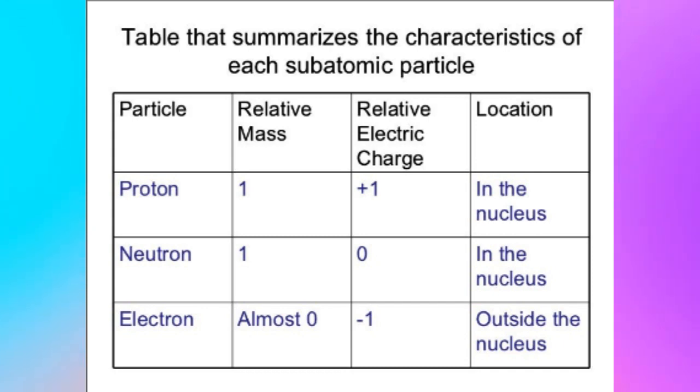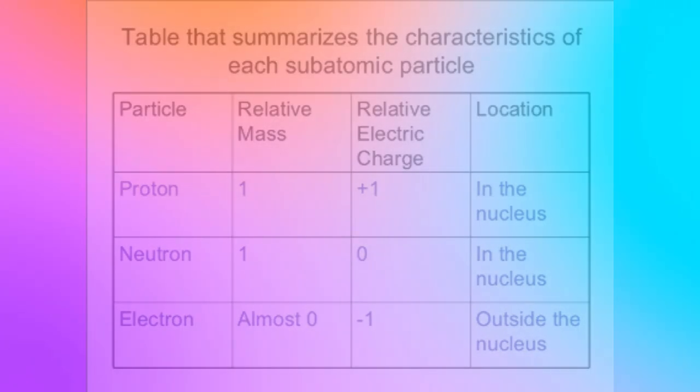Then we have an electron. The mass of an electron is actually 1/2000th, so it's essentially almost 0. So you just need to remember that it's almost 0, okay? Its charge, we've talked about electrons having negative charge, so the charge of 1 electron would be -1. Where is it located? Now, the electrons in an atom are located in the shells. So the protons and neutrons are located in the nucleus. It's only the electrons which are located in the shells.